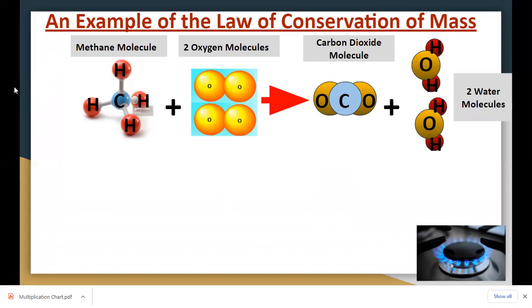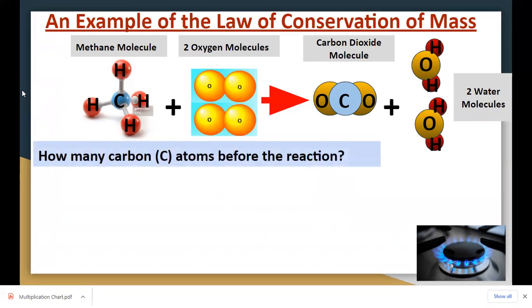Now, how does the law of conservation of mass work with this? Well, let's take a look. How many carbon atoms before the reaction? So to the left of the red arrow is your before. So this is before the chemical reaction. This is after the chemical reaction. I'll bring up my spotlight. Before the chemical reaction, after the chemical reaction.